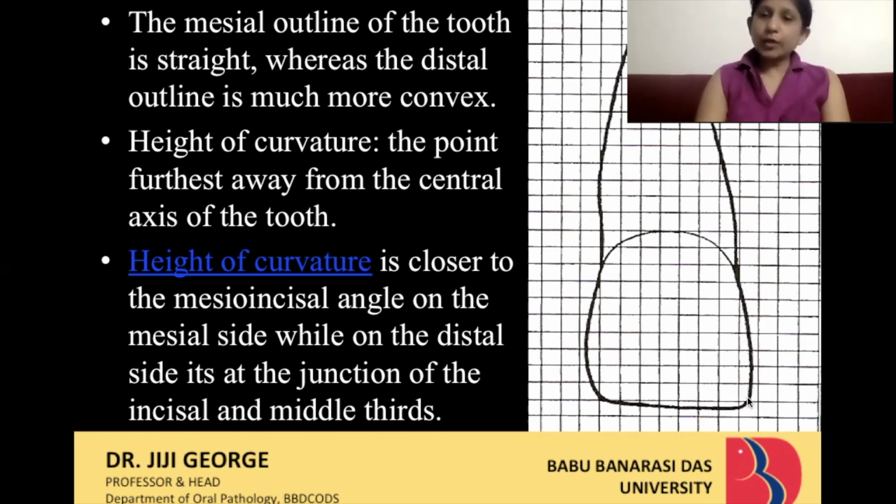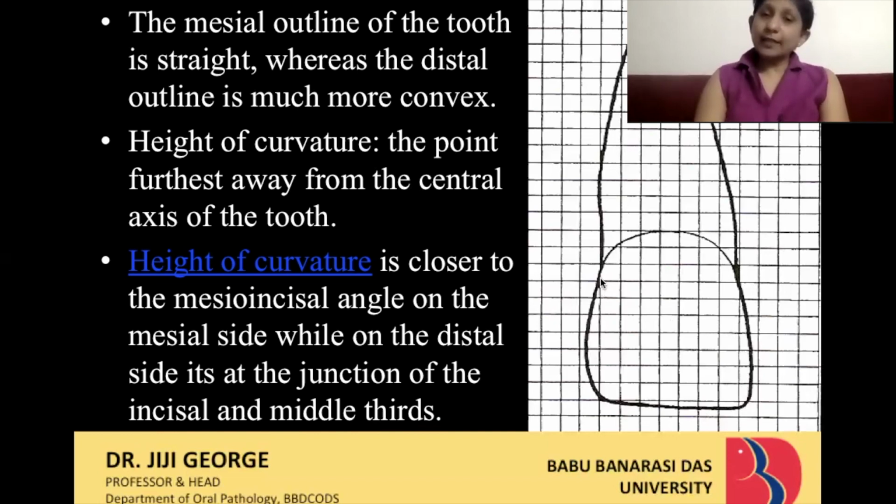So the mesio-incisal angle basically is very sharp. So this is the mesio-incisal angle, which is very sharp. So the contact area will actually be seen at the point which is showing maximum width. So the maximum width is seen at the mesio-incisal angle, and this happens to be the contact point on the mesial outline of a maxillary central incisor.